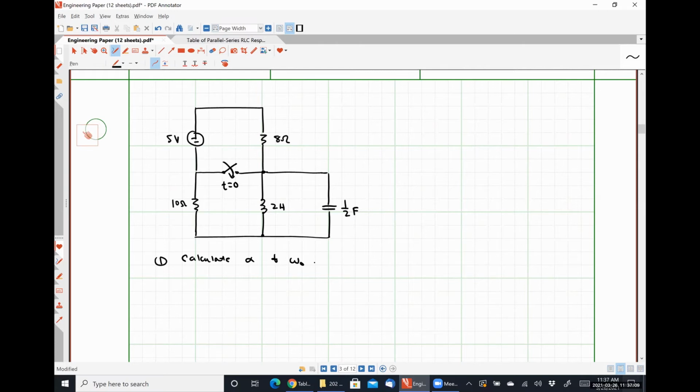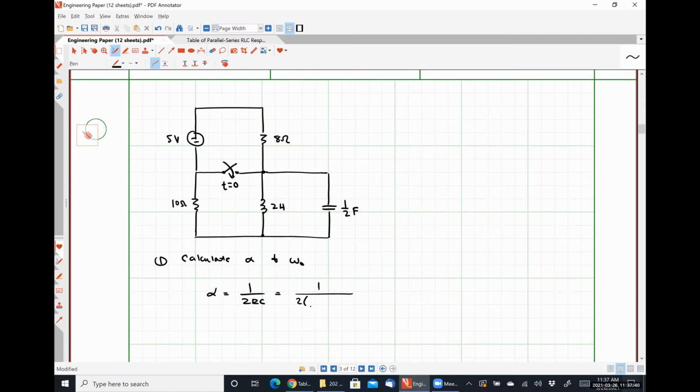All right, so we need to calculate alpha and omega naught. Alpha is 1 over twice RC. Let me get my calculator out here. So that is going to be 1 over 2. What value should we be using? Let's start there. Is it going to be 10? Is it going to be 8? Is it going to be a parallel combination of 10 and 8? Is it going to be the series combination of 10 and 8? It's just going to be the 10.